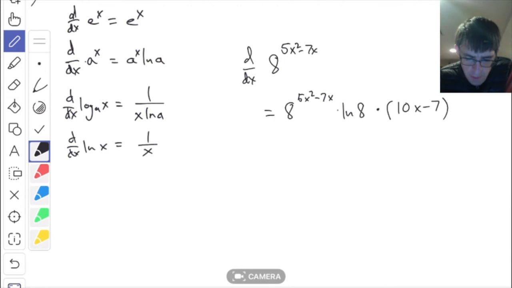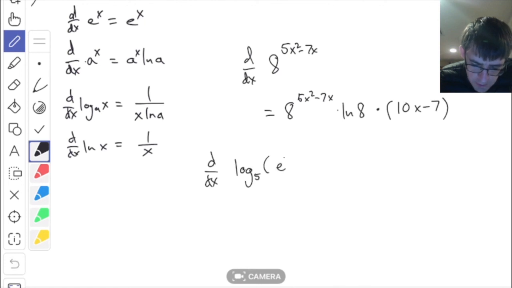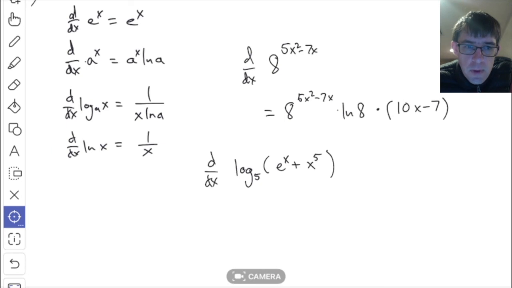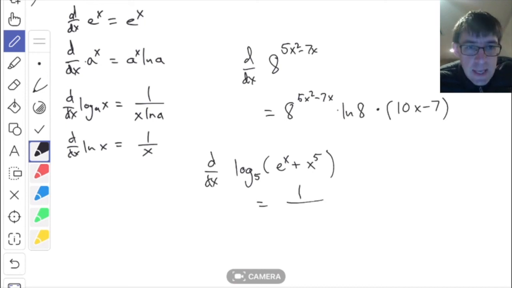All right. Let's try one more. Let's try one with a log in it. So how about log base 5 of e to the x plus x to the 5. All right. Again, this is going to involve a chain rule because I have some fancy stuff inside of the log, but the first pass of this, I'm going to use this rule right here, derivative of log with some different base. This is a log with base 5, and so I'm going to use this over here using a equals 5, and x, playing the role of x, is all of that stuff, e to the x plus x to the 5. So I get, as my answer, 1 over x ln a, but instead of x, it's e to the x plus x to the 5. And then ln a would be ln 5, all right?